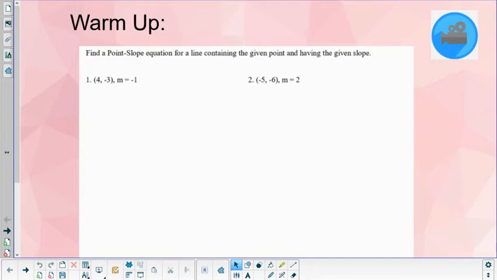Hi guys, this is lesson 2-3, which is standard form of a linear equation. So first I have a warm up here just to review our last lesson, which is point slope form. If you can go ahead and pause your video and try these two and then come back and see how you did.